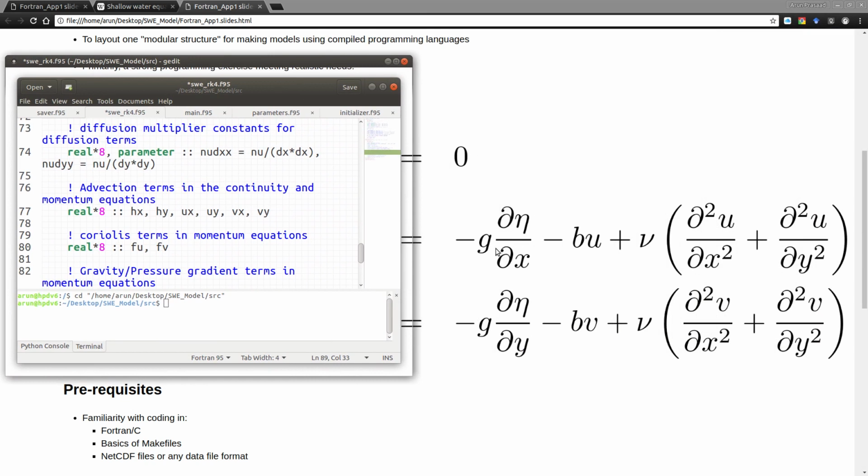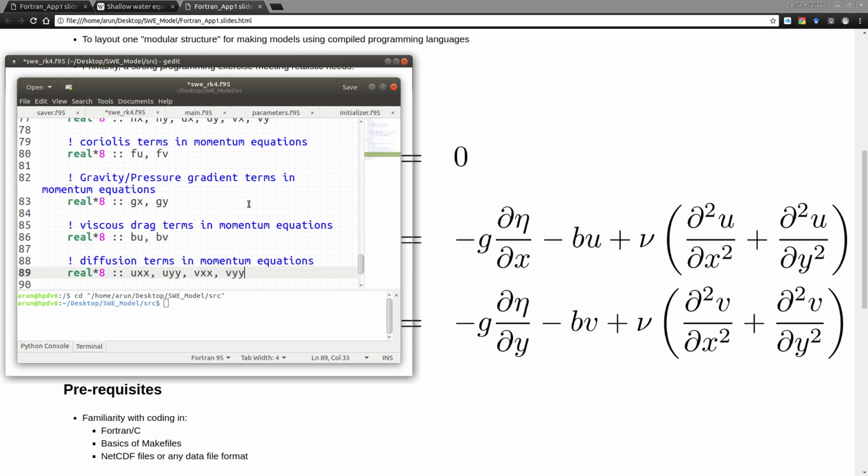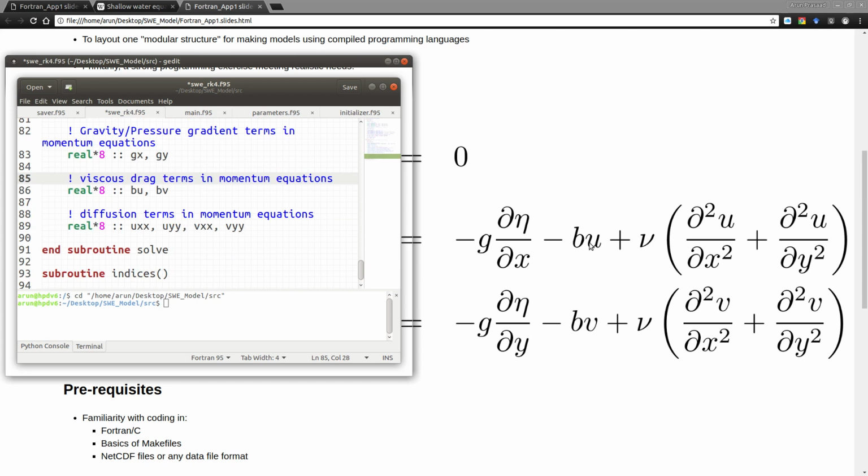So this g minus g ∂η/∂x is actually our gravity pressure gradient term, which is gx, and this is our gy. And this bu, bv, as you might have understood right now by my notation, this is bu and this is bv. As far as these four terms are concerned, these are the viscous terms in the momentum equation.